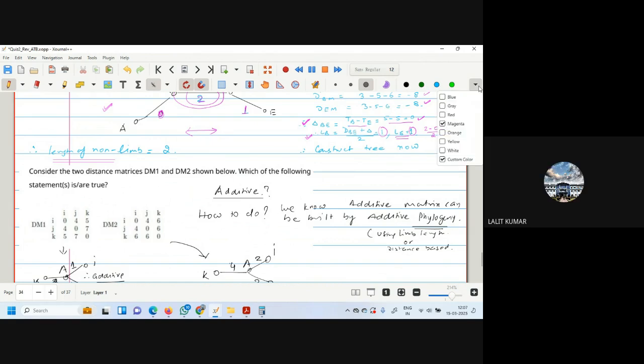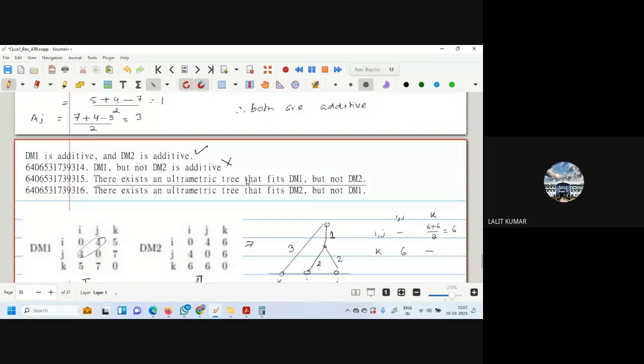Okay, we come to the next question now. Consider the two distance matrices DM1 and DM2. Which of the following statements are true? The statements they have given are that DM1 is additive, DM2 is additive, DM1 but not DM2 is additive, then there exists an ultrametric tree that fits DM1 but not DM2, and there exists an ultrametric tree that fits DM2 but not DM1. So in this question, they have asked about two concepts. The first concept is the additive tree, and the second is the ultrametric tree.